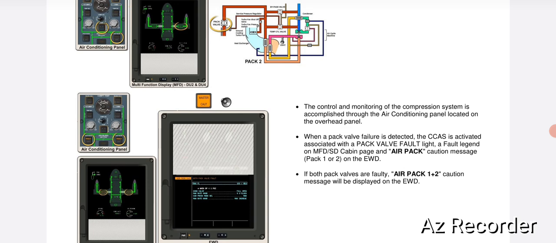Now we will see the next component, that is the pack valve. When a pack valve failure is detected, the CCAS, that is cabin crew alerting system, is activated, and the pack valve fault light and the fault legend appear on the multifunction display, that is DU2 and DU4, and an air pack caution message will display on the engine warning display. The pack valve is delayed by 6 seconds.